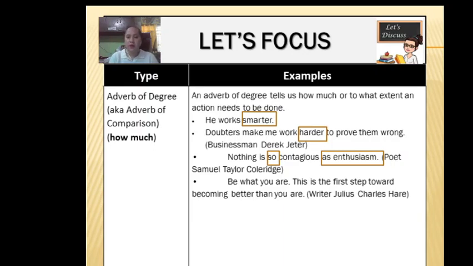Be what you are. This is the first step toward becoming better than you are. Now, what do you think is our adverb of degree? If you say than you are, then you are right.